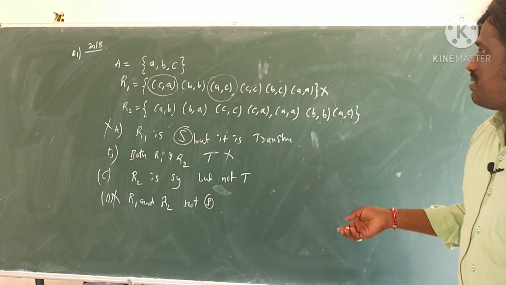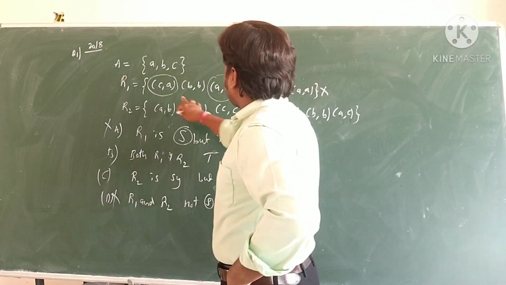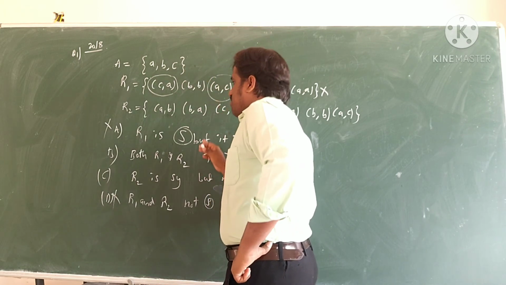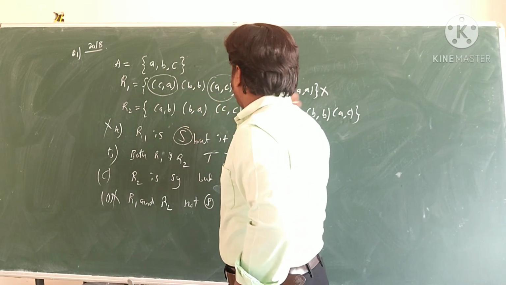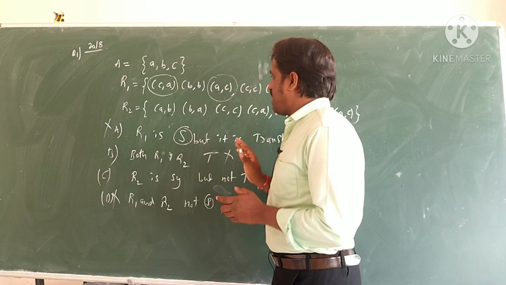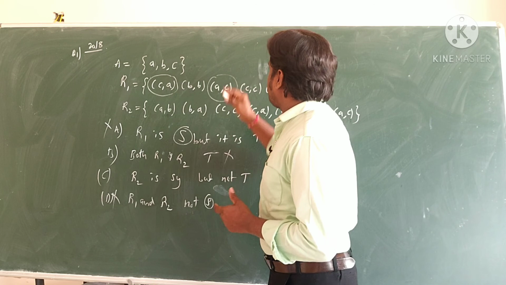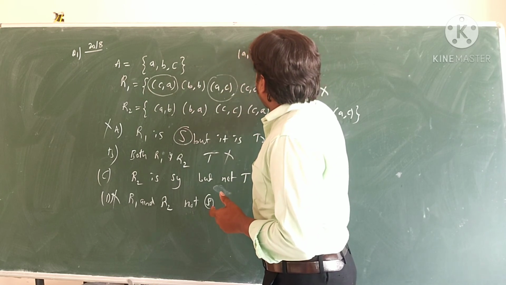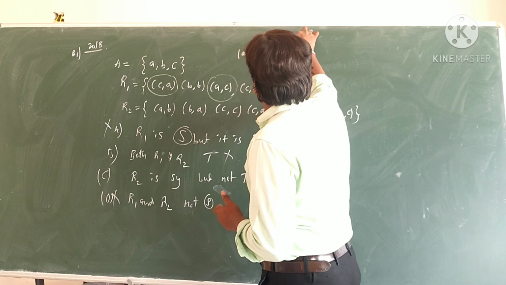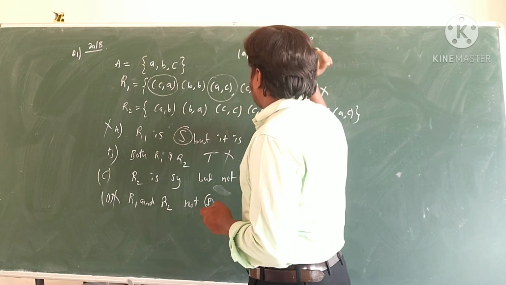I am explaining again. R1 is a relation they have given on the set A, B, C, and R2 is another relation they have given. We have to check whether R1 is symmetric, these options we have to check. First we are checking the symmetric concept. Symmetric is A comma B belongs to R implies B comma A also belongs to R. It should come like this.